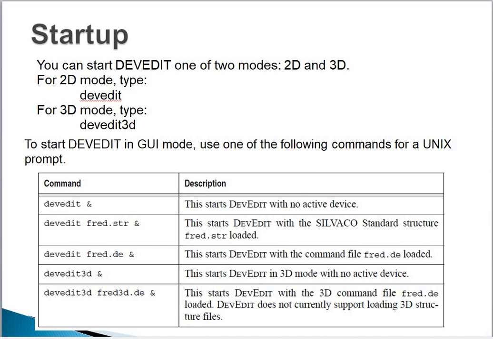DevEdit 3D starts DevEdit in 3D mode with no active device. DevEdit 3D fred.de starts DevEdit with a 3D command file. The name of the file is fred.de, and that is loaded. DevEdit does not currently support loading 3D structure files.